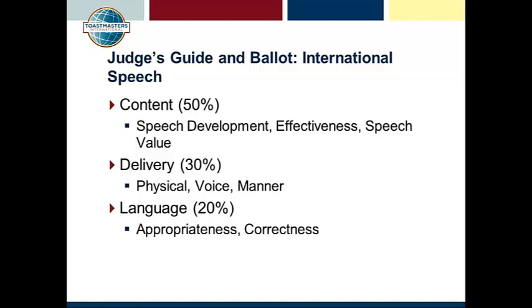So for the International Speech Contest, there are 3 sections on the ballot. There's the content, which represents 50% of the final mark. And under content, there's speech development, effectiveness, and speech value. Delivery is 30% of the final mark, and delivery includes physical, the voice, the mannerisms of the speaker. The last section on the ballot is language, which counts for 20% of the final mark, and it is appropriateness of language and the correctness of the use of language.